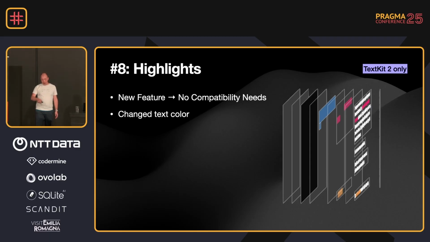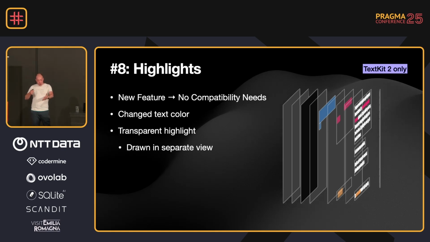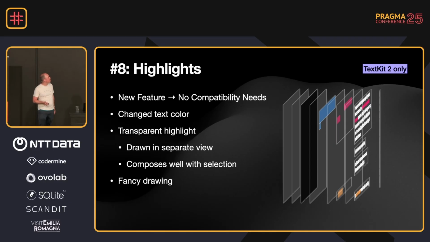So it changes the text color, regular. It has a transparent highlight. The color used to draw the highlight is transparent, and it's drawn in a separate view. And so it composes really well with the selection. The selection shines through the highlight, so we don't need to do any of those cutouts. It's really nice. And we get some fancy drawing.